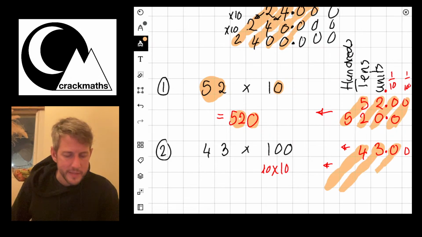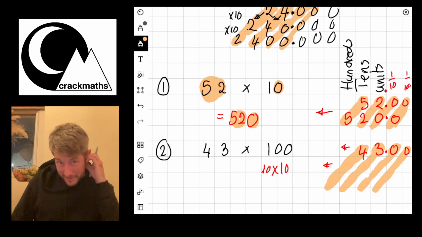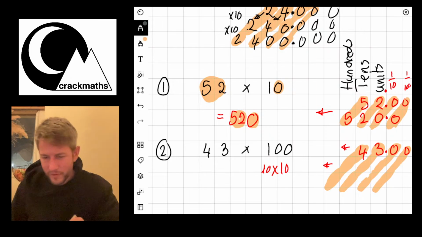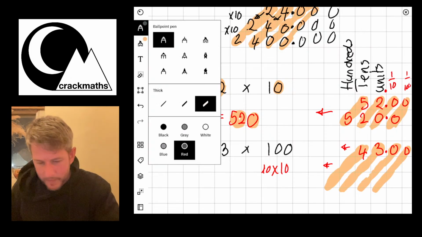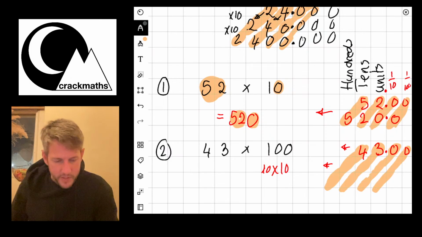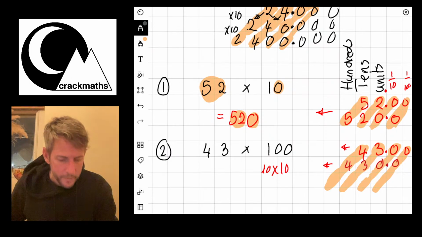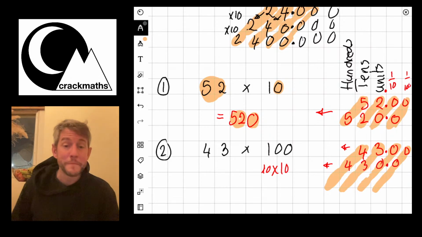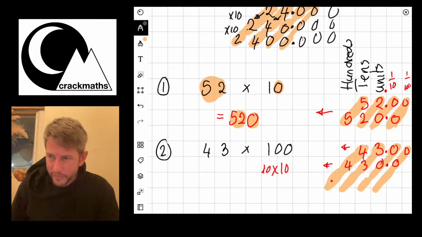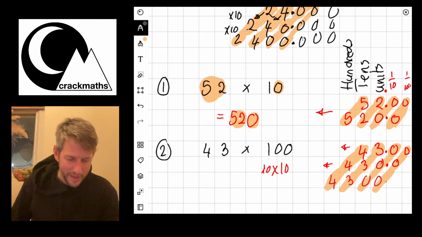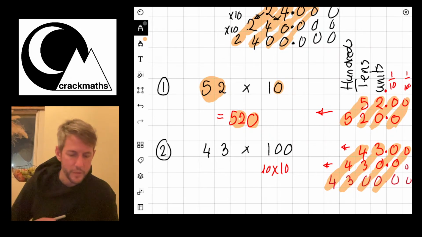This 0 is going to go to here, and then it's going to go to here. And this 0 is going to go from here to here. Okay, so what that gives us is that times 10 once would give us 430.0. So that would be 430. And then times 10 again, 4300. And then there would be 0s here, I just haven't put them in.